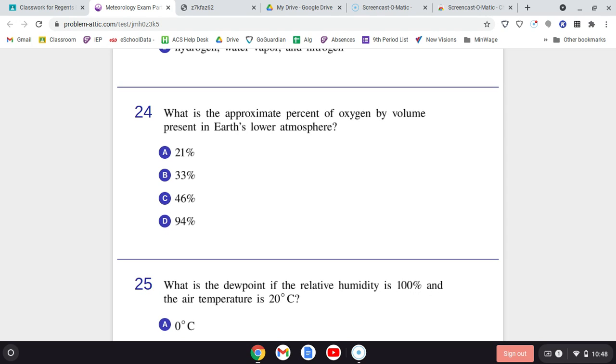So we can get rid of 94, correct? Yeah. So I'll take away. It's the approximate. I mean, we can't give a definite. Approximate percent of oxygen by volume present in Earth's lower atmosphere.